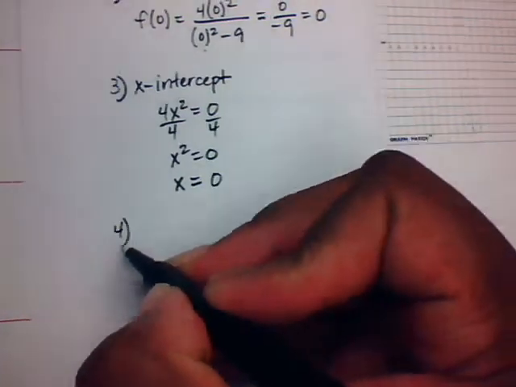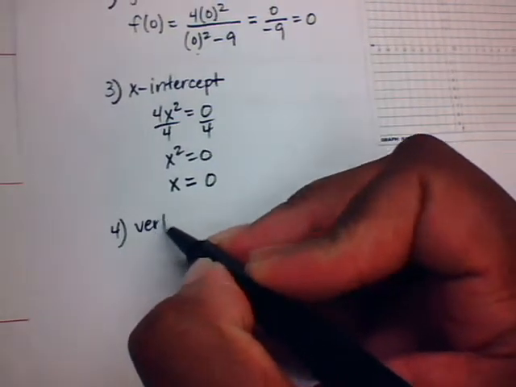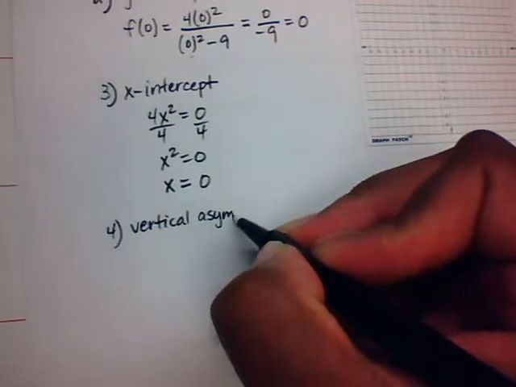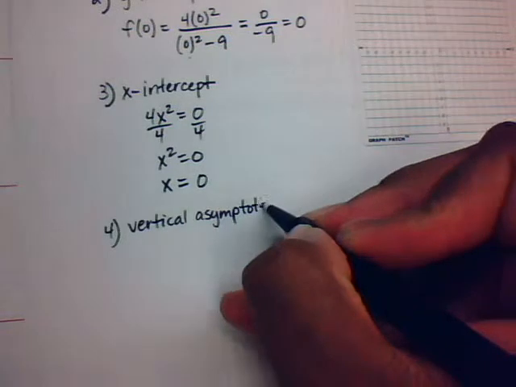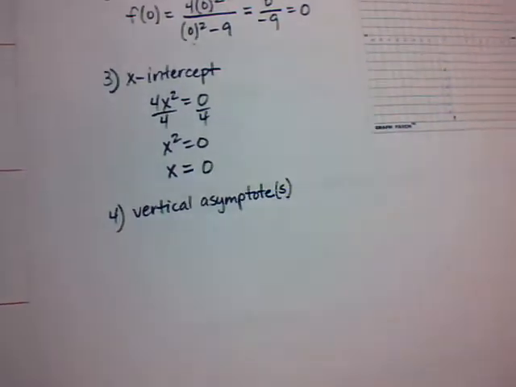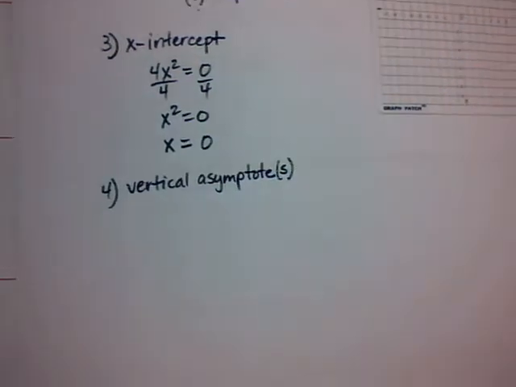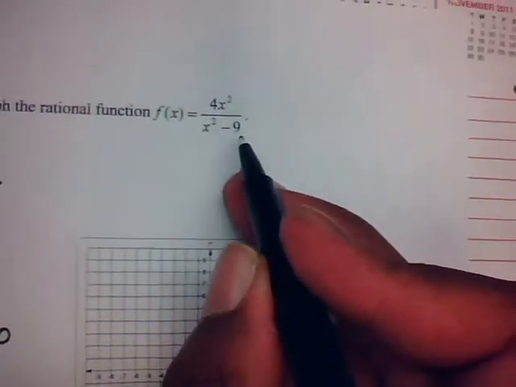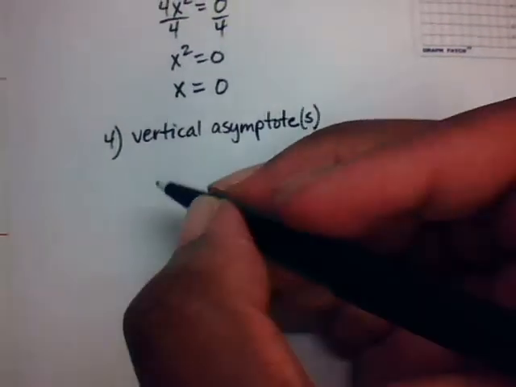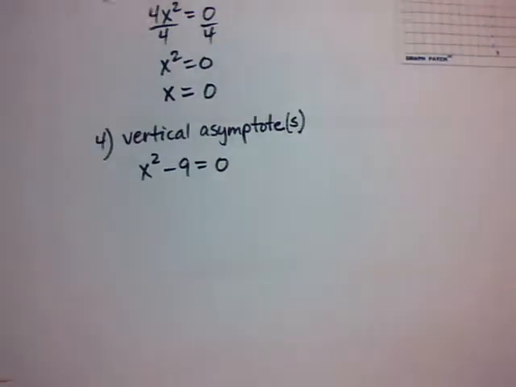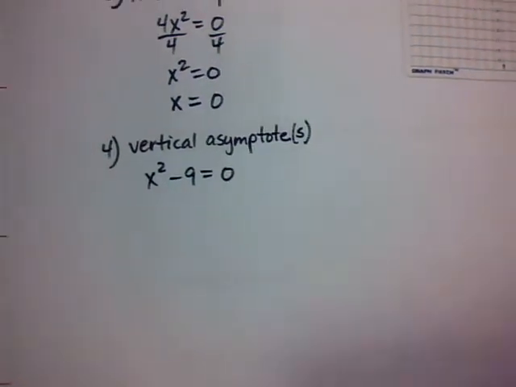And then number 4, finding the vertical asymptote. And I should say asymptotes, if any, because there may be more than one. We take our denominator, which is your x squared minus 9, and set that equal to 0. So set x squared minus 9 equal to 0 to find out what our vertical asymptotes are going to be.